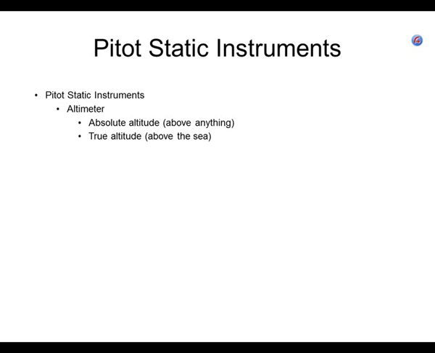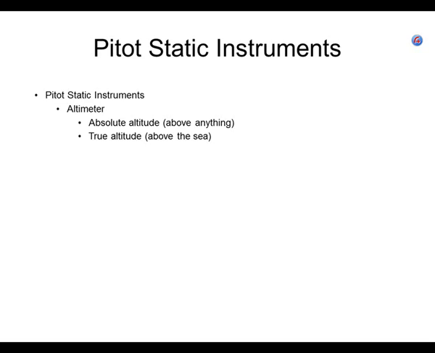Because if absolute altitude is above anything, and if you're flying over the sea, then your absolute altitude is the same as true altitude. Gliders worry about absolute altitude because we're concerned about having to land somewhere when we run out of lift if we happen to be in the mountains.